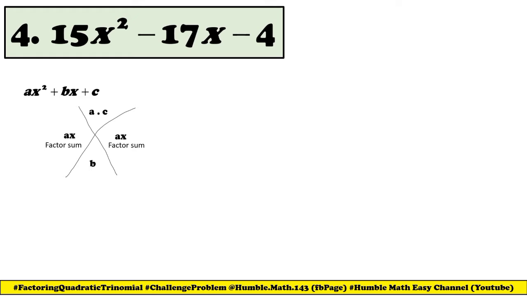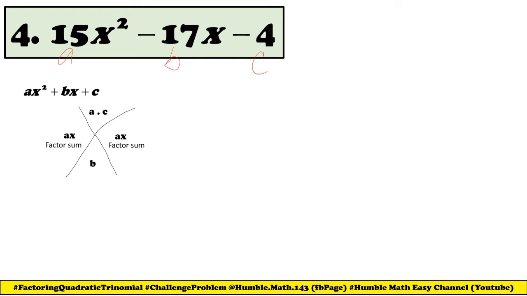So let's take our given example, 15x squared minus 17x minus 4. Let's recap first the values of a, b, and c, since the given example is a quadratic trinomial expression. Here, a is 15, b is negative 17, and c is negative 4.